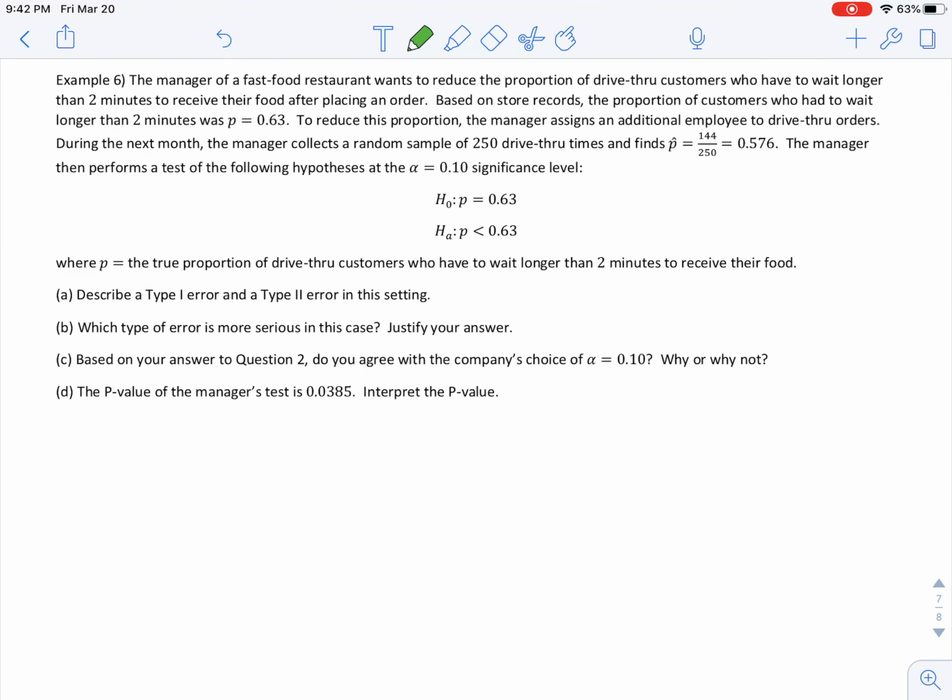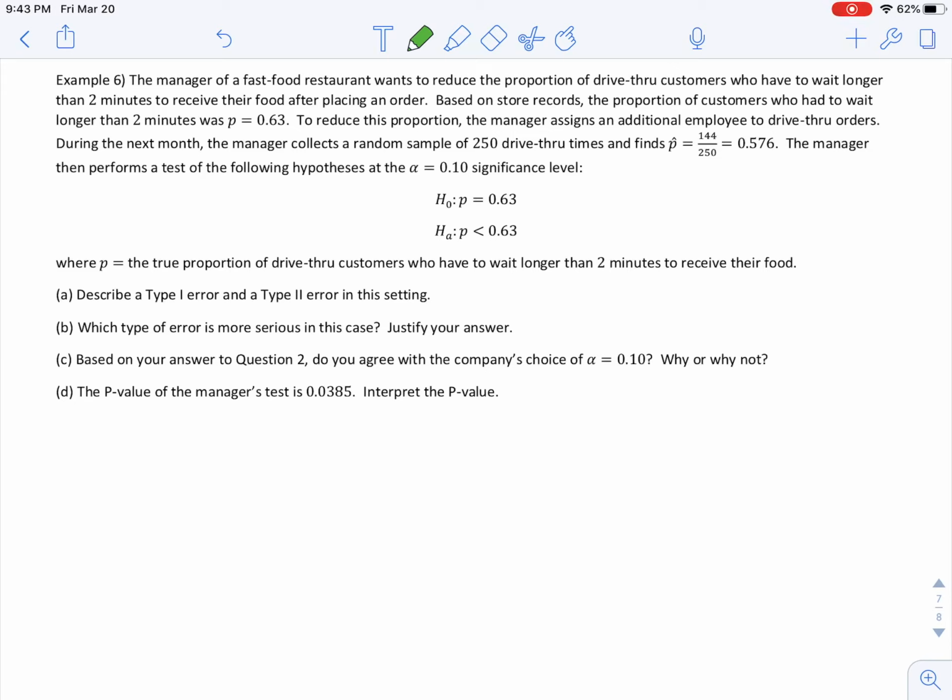So the manager of a fast food restaurant wants to reduce the proportion of drive-through customers who have to wait longer than 2 minutes to receive their food after placing an order. Based on store records, the proportion of customers who had to wait longer than 2 minutes was 0.63. To reduce this proportion, the manager assigns an additional employee to drive-through orders. During the next month, the manager collects a random sample of 250 drive-through times and finds this sample proportion as 0.576. He performs this test and sets the significance level at 10%. P in this hypothesis test is the true proportion of drive-through customers who have to wait longer than 2 minutes to receive their food.